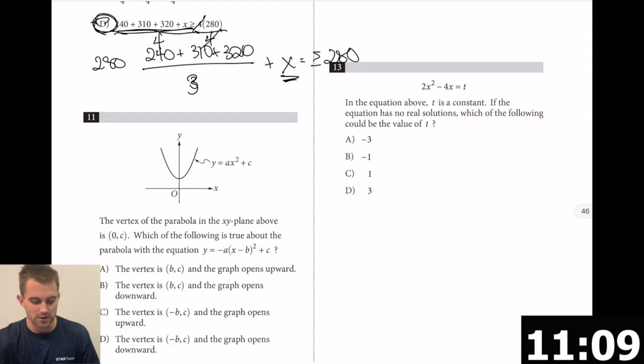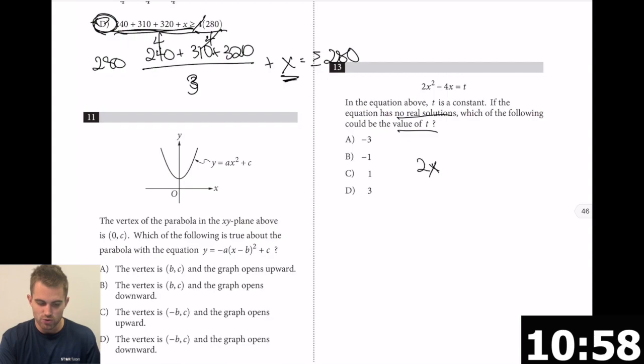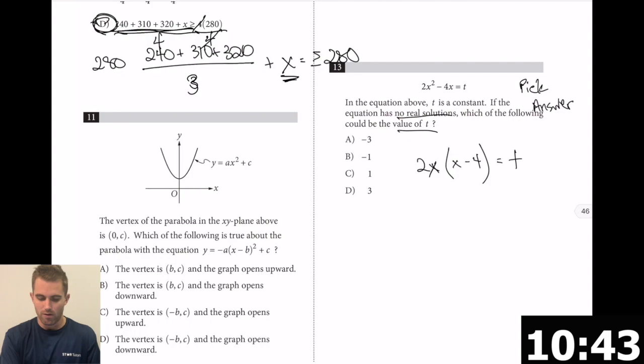It says in the equation above, t is a constant. The equation has no real solutions. Which of the following could be the value of t? Well, we would say x, right? X is equal to, we can factor out a 2x from that side, so we get x minus 4, right, is equal to t. Guys, all we have to do on this equation is plug in answers. This is a picking answers question. Pick answers, right? If we pick answers here, then we'll know whether or not this is going to work out.